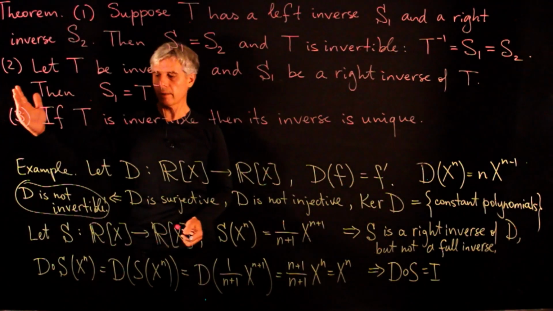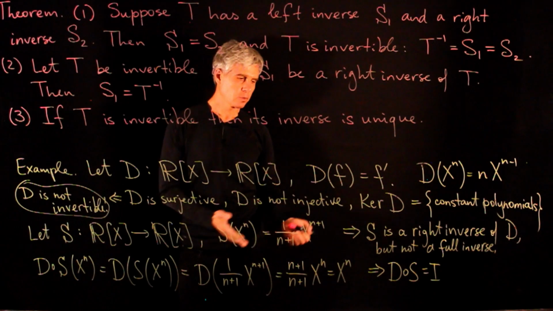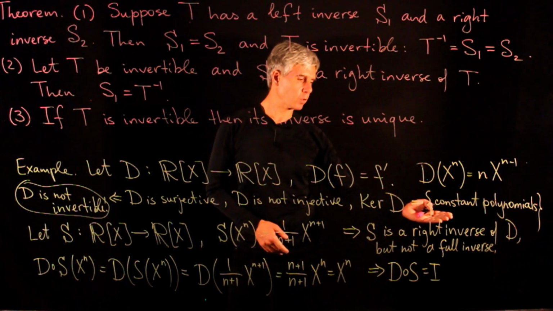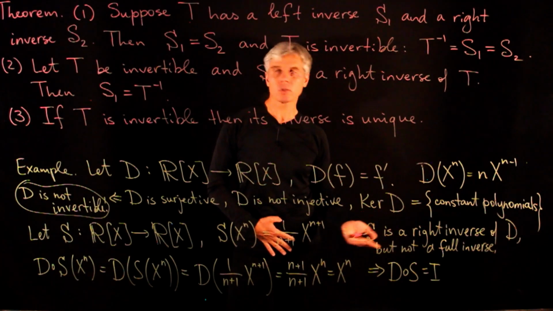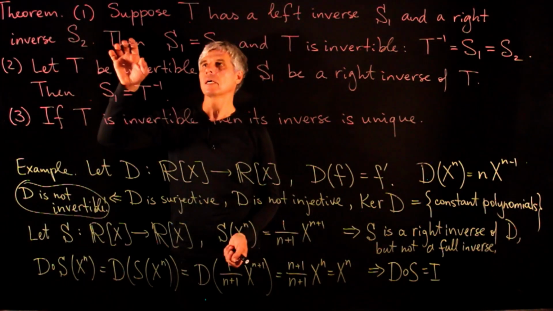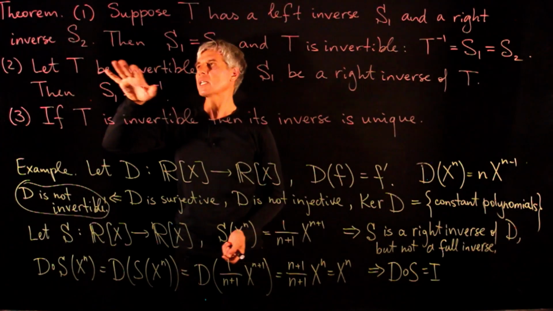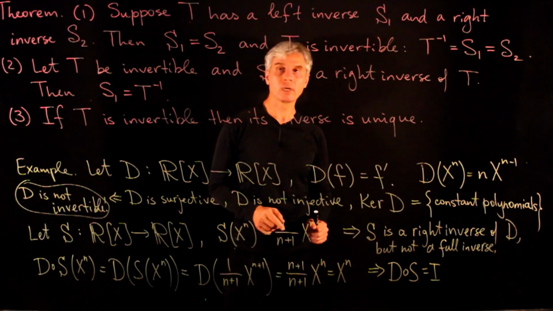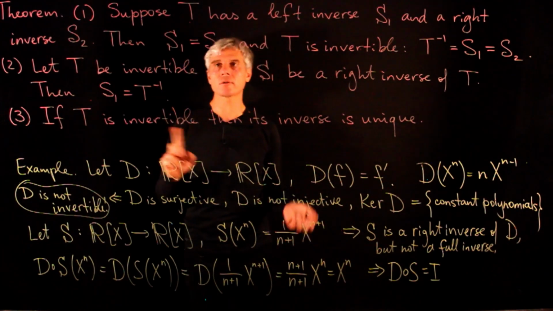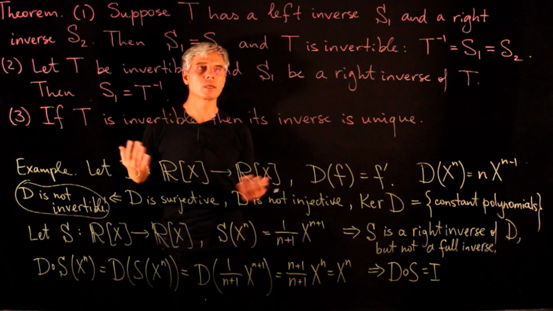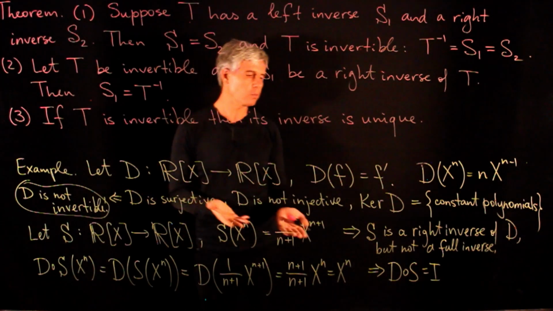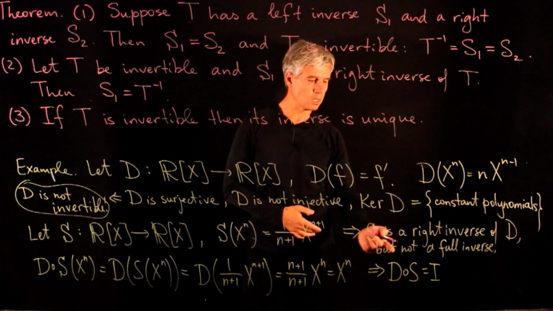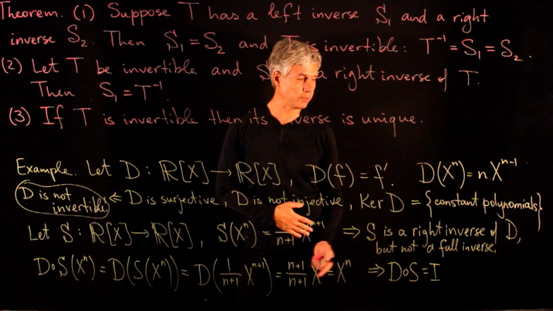Now let us compare this theorem with this example. In this example, we see that S is a right inverse of D, and D is not invertible. Then the first part of this theorem actually says that D cannot possibly have a left inverse, because if D had both the right inverse and the left inverse, then they would be equal and they would be the full inverse. But here we know that S is a right inverse, but not the left inverse of D.